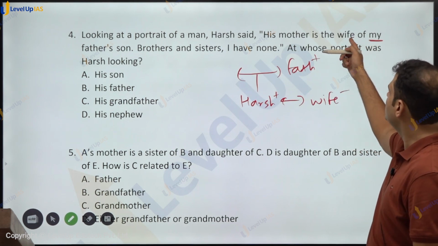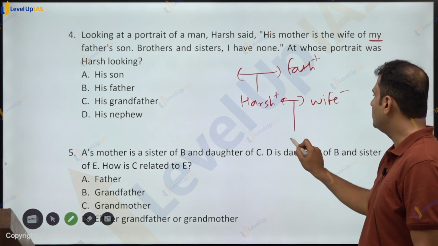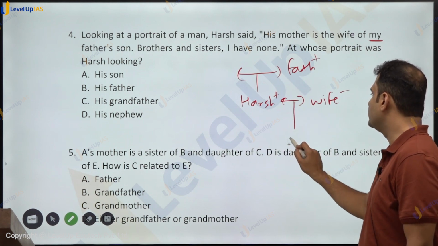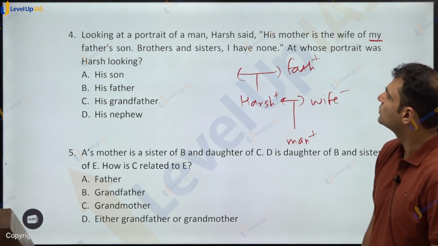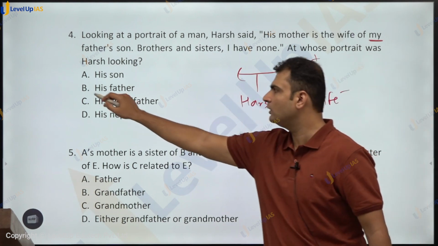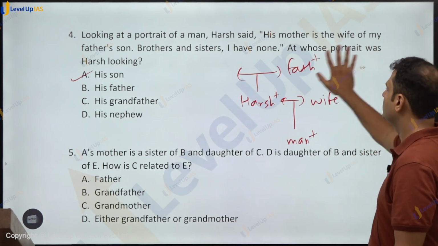Wife of the father's son, and his mother is wife. So we are talking about this person, man, who is being described. He is son of his wife. So whose portrait is Harsh looking at? His son. This would be Harsh's son as well.